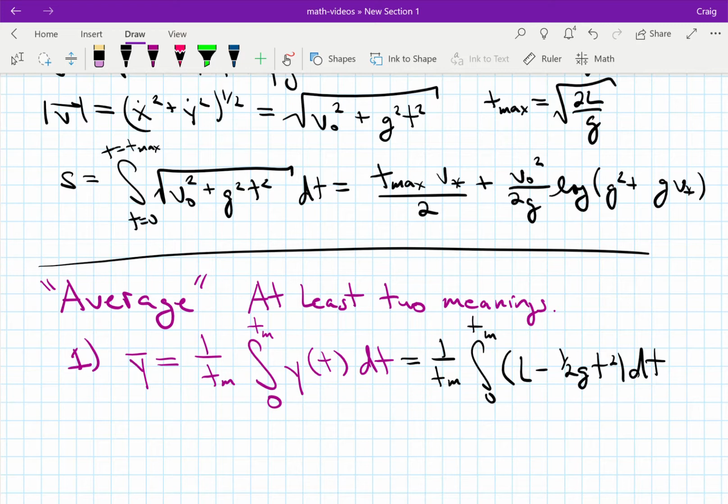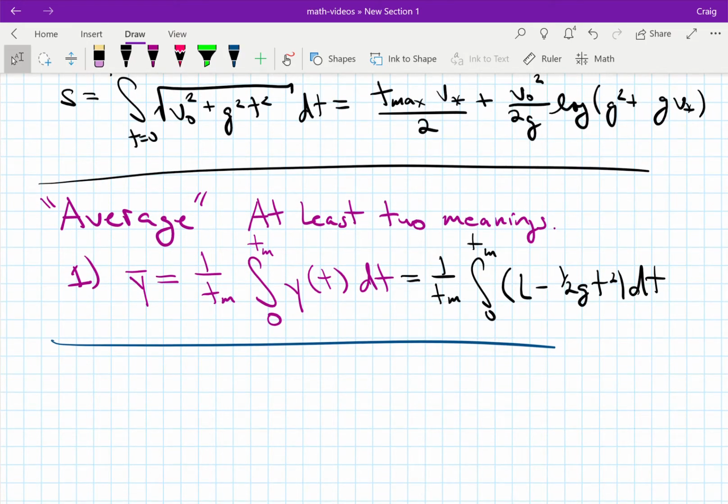Okay, but usually, and the definition of a line integral follows from this idea, we want the average not over time, but over arc length.